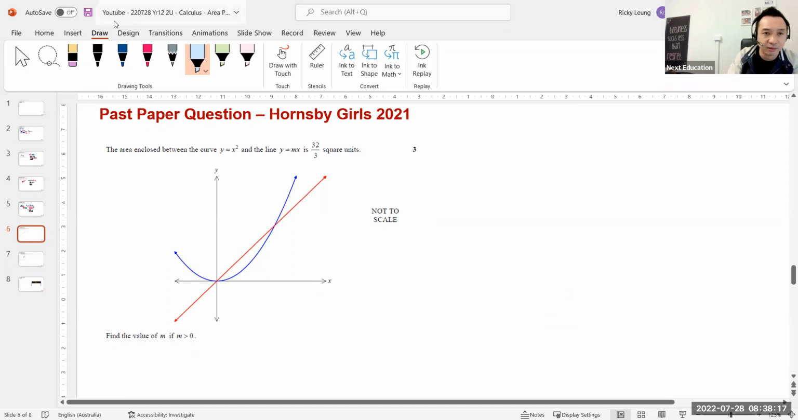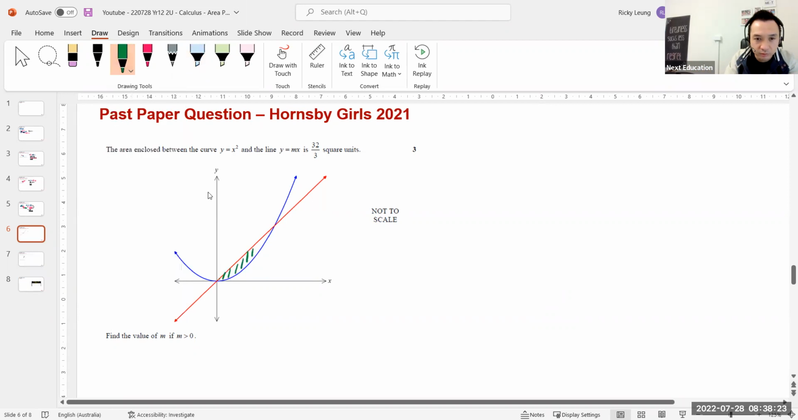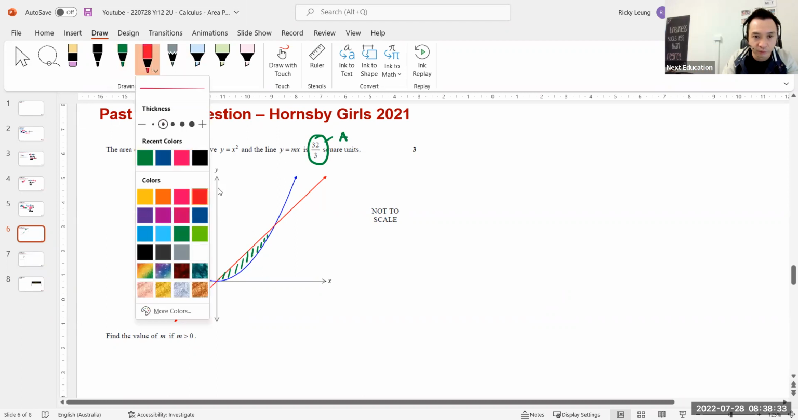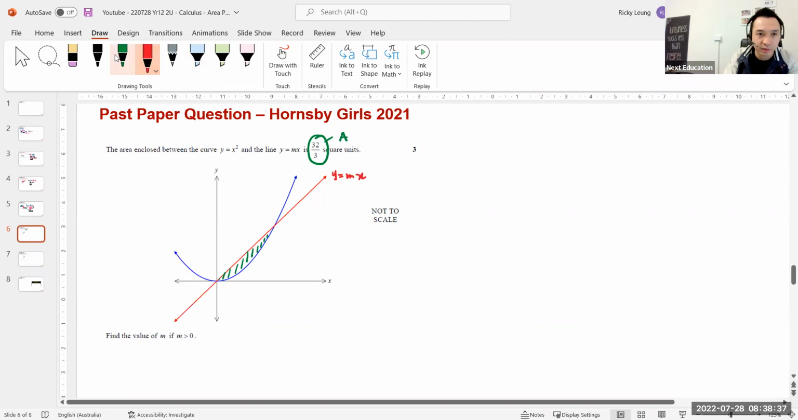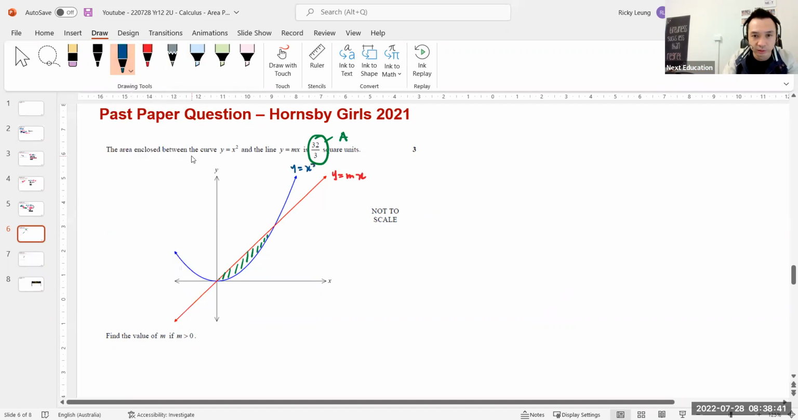The area enclosed, maybe I use green because red and blue. So the area enclosed is given to be that. That's the area. Find them. Okay, so this red graph is y equals mx, and the blue one is y equals x squared. I'm just going to label that.